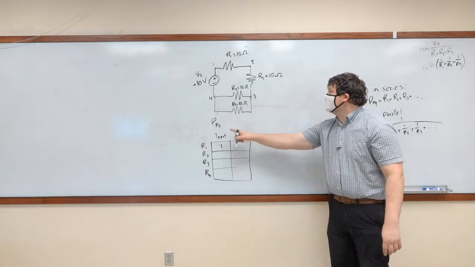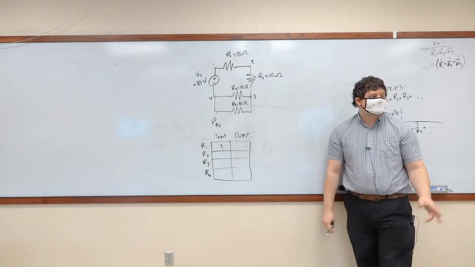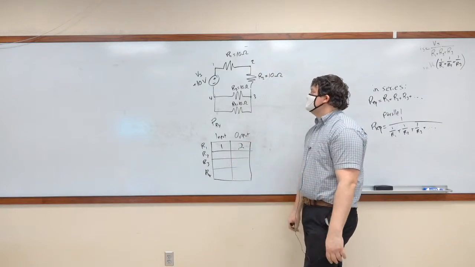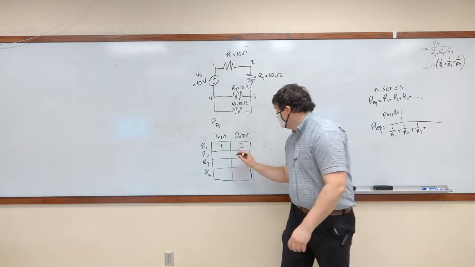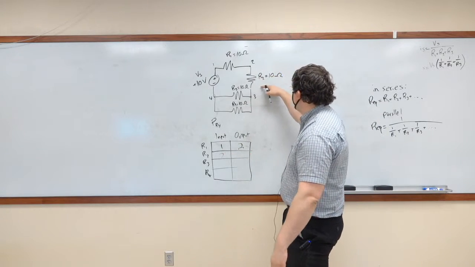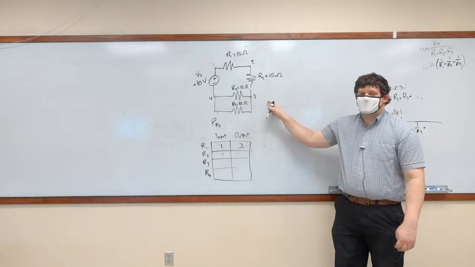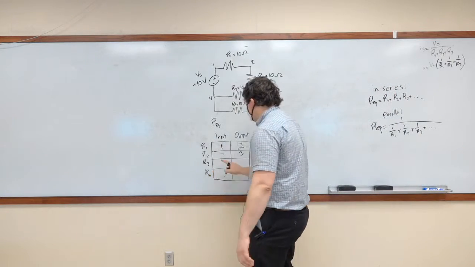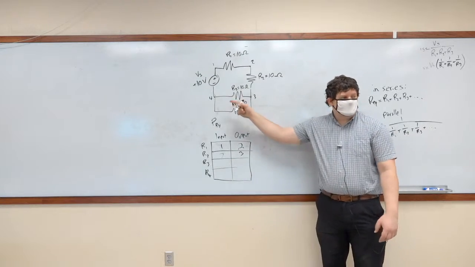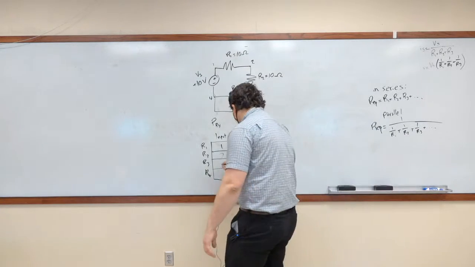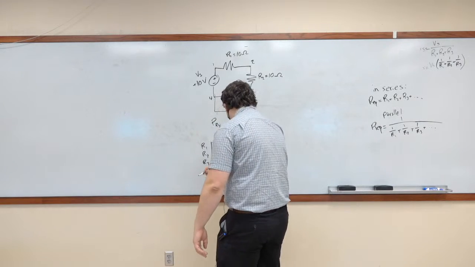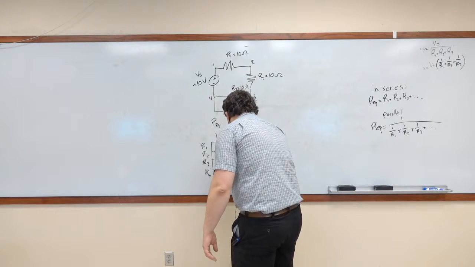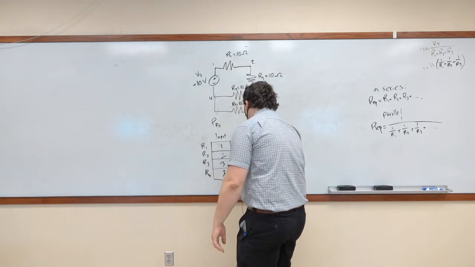Okay, so the input is 1. What is the output? It's 2. Input to R2 is 2. So node 2 feeds into R2, and then it comes out at node 3. Okay, R3 comes in at 3 and goes out at 4. And this is the same for R4. Comes in at 3, goes out at 4, okay?